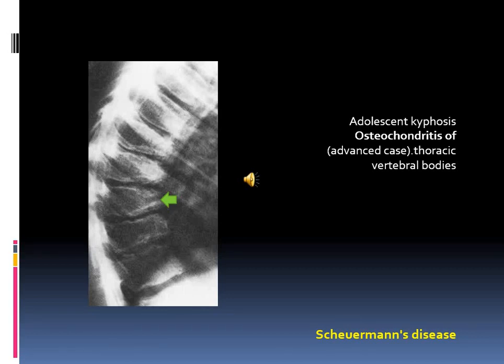This occurs because of the same process, which is osteonecrosis. There is devascularization in this part of the epiphysis, which results in abnormal compression, and if this continues, it may result in deformity of the thoracic spine and in kyphosis. This is called Scheuermann disease. As you can see, this is an advanced case of osteochondritis of the spine, which is called Scheuermann disease.